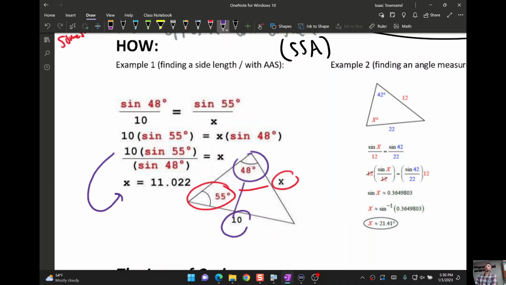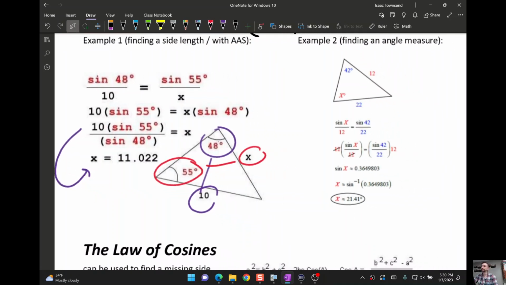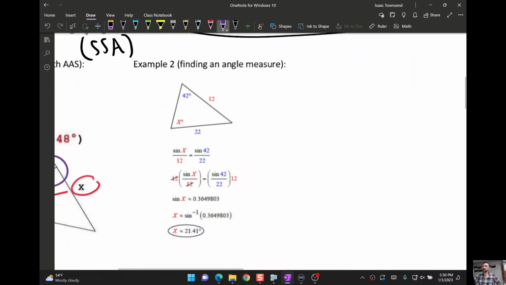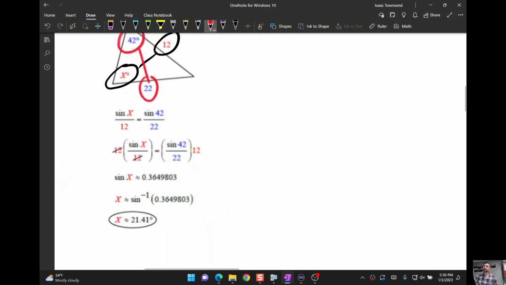So if you have any two angles and one side, you get to just plug in the numbers into your formula that looks like this and then cross multiply. Now if you're solving for an angle, the formula is not much different, but again I already typed it up for you so we can move on a little faster. Notice I did the sine of x over 12, they're across from each other as a ratio. Sine of 42 over 22 as a ratio because they're across from each other.